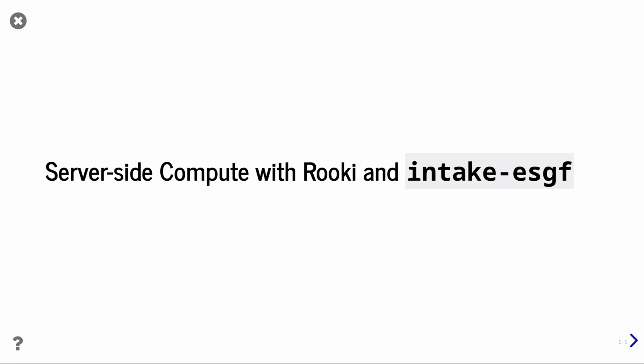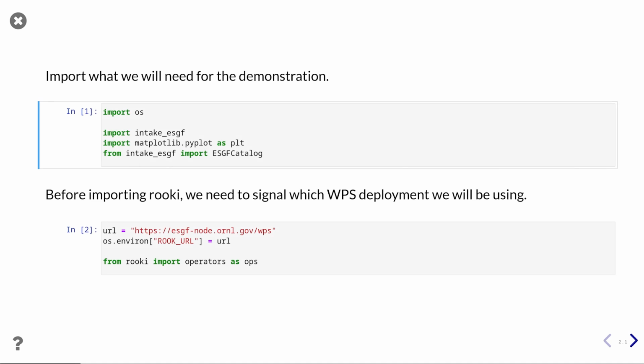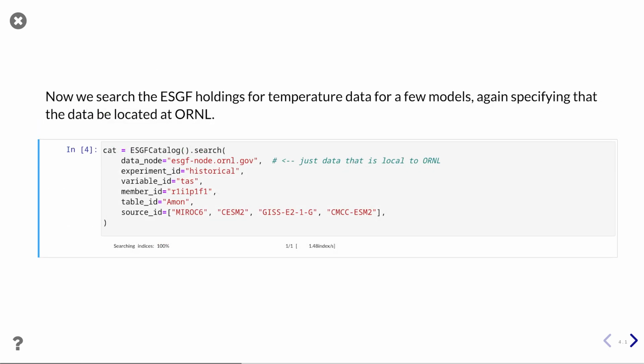The first technology is enabled by Rooki, the WPS client package developed and supported by ESGF. First, we import what we will need for this demonstration. This includes the Rooki package, which requires that we have an environment variable set prior to import. The ROOK_URL variable points to the web processing service that we'll be using. We use intake-esgf to search for historical temperature data from 4 models.